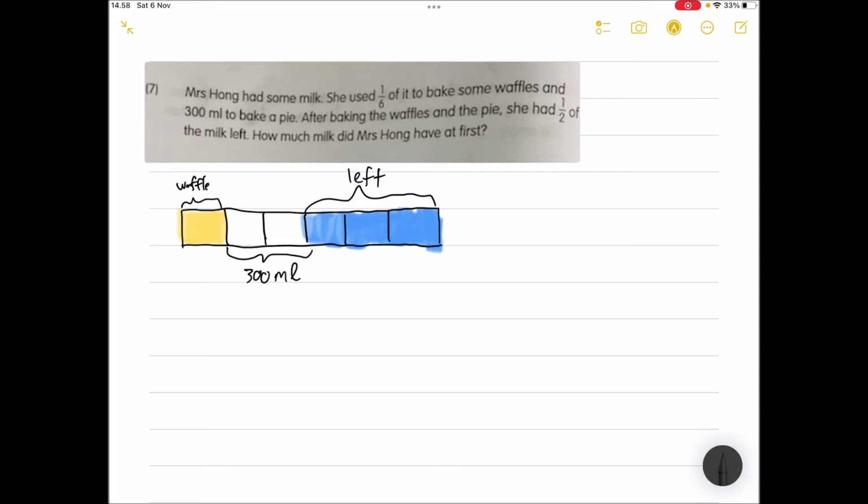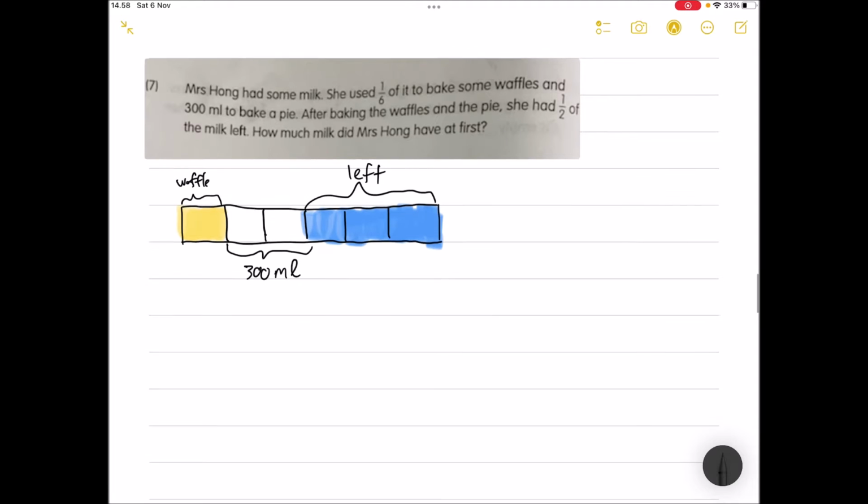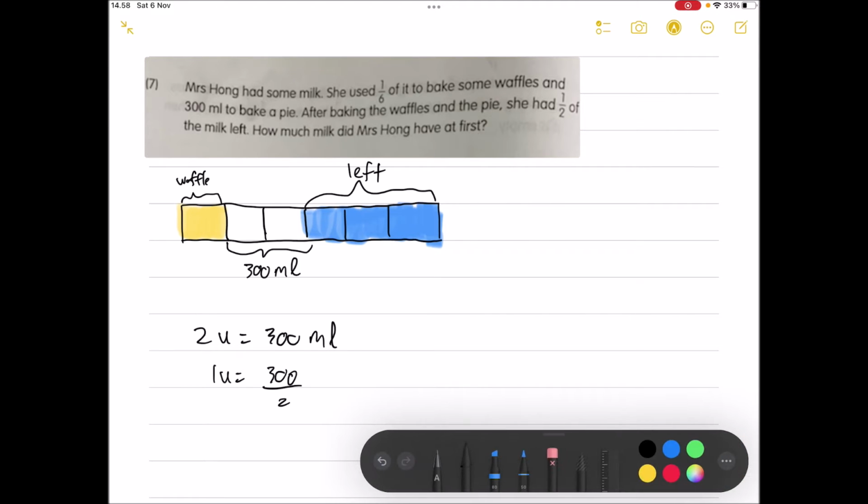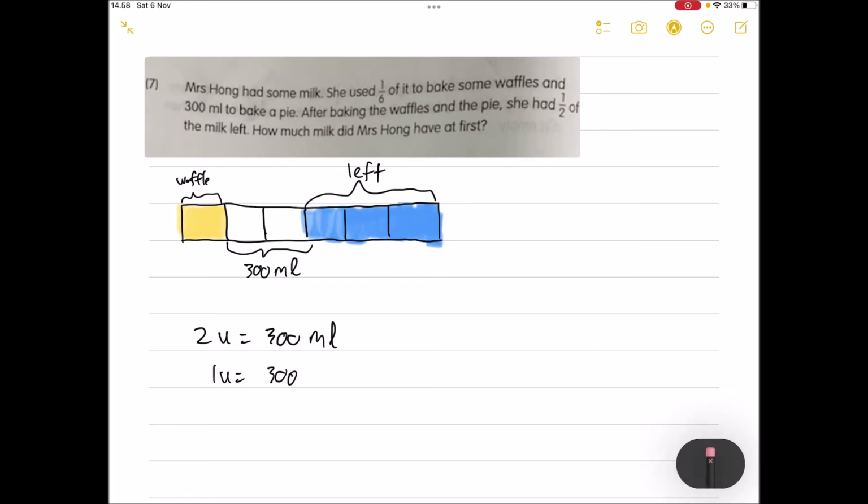Now, how much milk did Mrs. Hong have at first? So we want to know everything, right? But what we know right now is 2 units is equal to 300 milliliters. So 1 unit is equal to 300 divided by 2. Well, it might be confusing, so let me use the division symbol. Divided by 2, it becomes 150 milliliters.